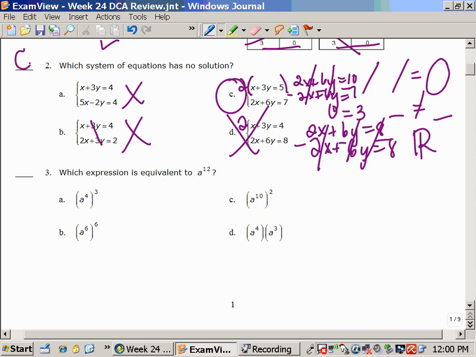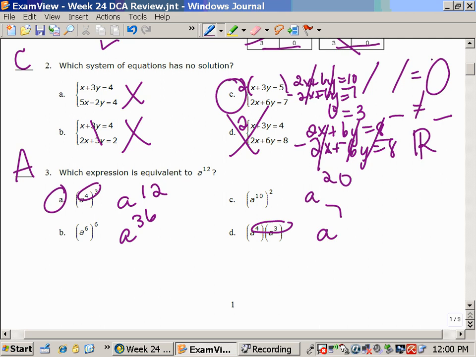Number 3, I should be able to do this one really quickly because this is the unit we just left. You multiply exponents. So this is a to the 12th, b would be a to the 36th, c is a to the 20th, and when you multiply, you add, so that would be a to the 7th. So the correct answer for this one is A.